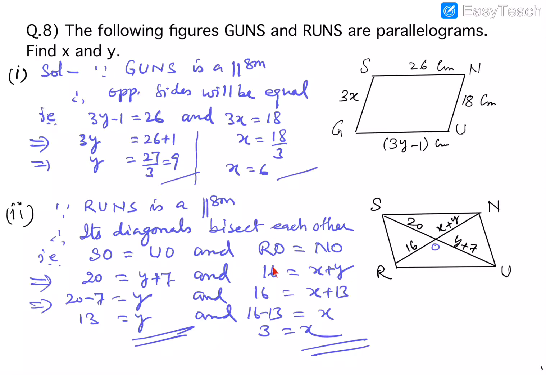Similarly, RO is 16 and NO is x plus y, where y is 13. So putting the value of y as 13, we get x equal to 3. These are the required answers.